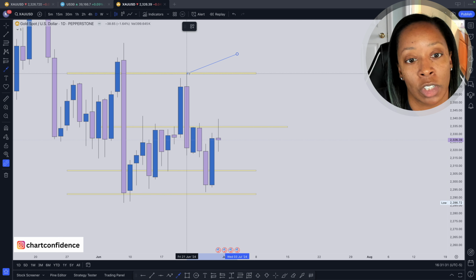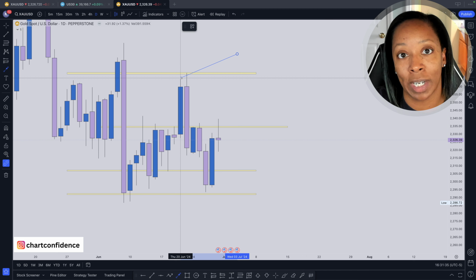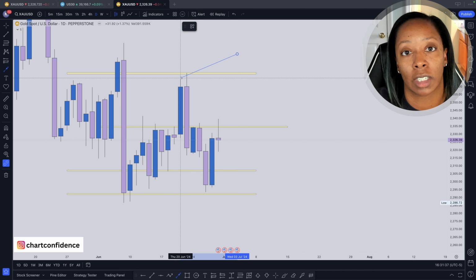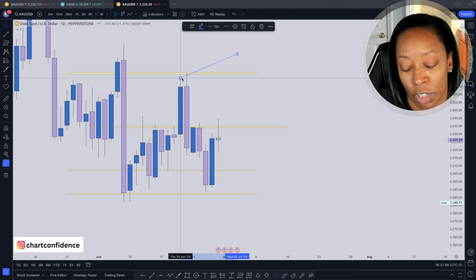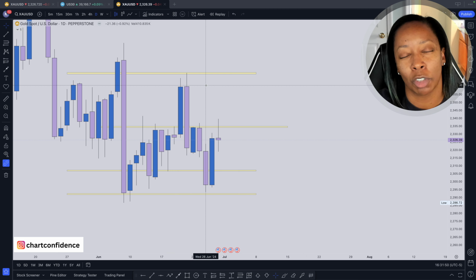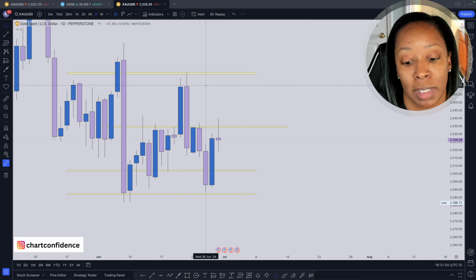So if I wanted to adjust this level, I would probably put it right here at the top of the wick of the shortest candle, because mainly what I'm looking for is the average price of the candles that I'm drawing these levels around. Sometimes it's a little bit challenging to find that, especially if you have consolidation areas, but other times not.